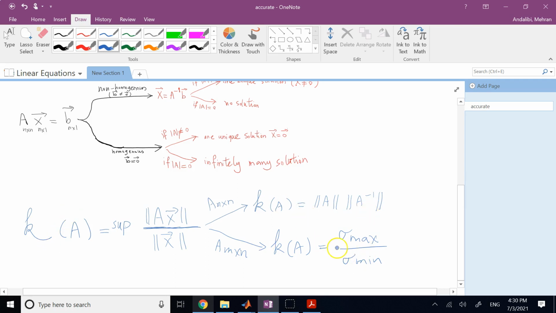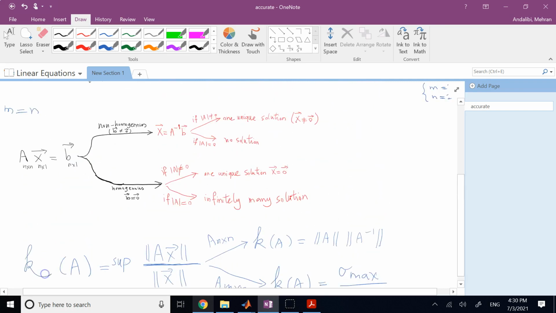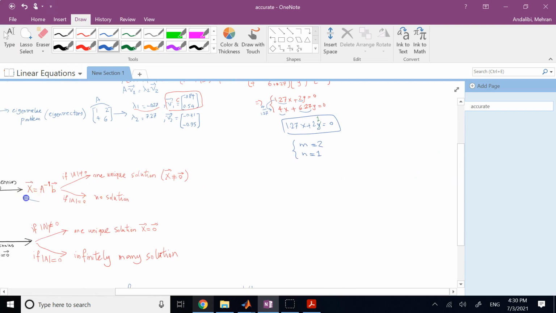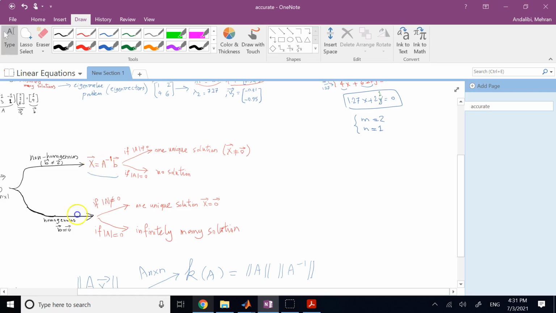Forget about all the math and all the definitions and everything. What's the meaning of this condition number? Well, it shows the accuracy of this solution. When I solve here by A inverse times B, it is trying to tell me how sensitive the solutions are to small changes. What do I mean by that?